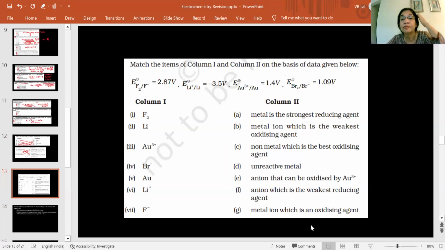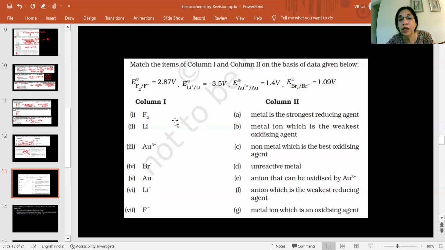Now this one. Now this is a little tricky. All of you should look at it carefully and then answer. Otherwise, probably I should go to the other questions. This I will give you as homework, but how will I give you? Okay, let us do it now. Match the items of column 1 to column 2 on the basis of data given below.